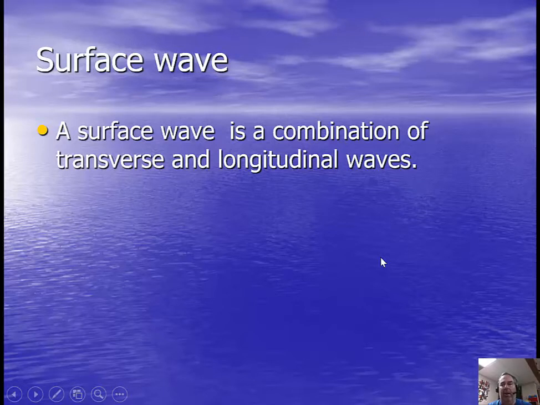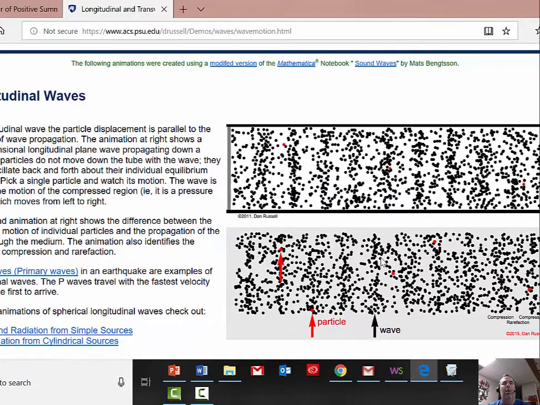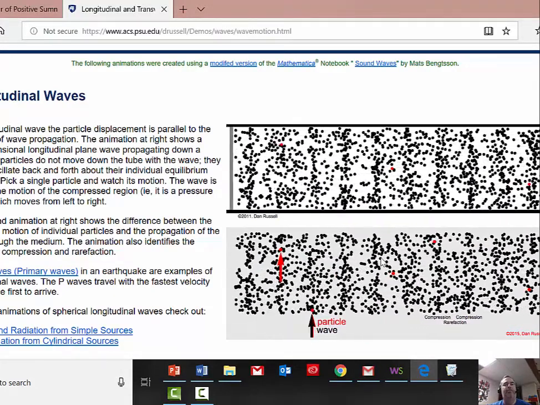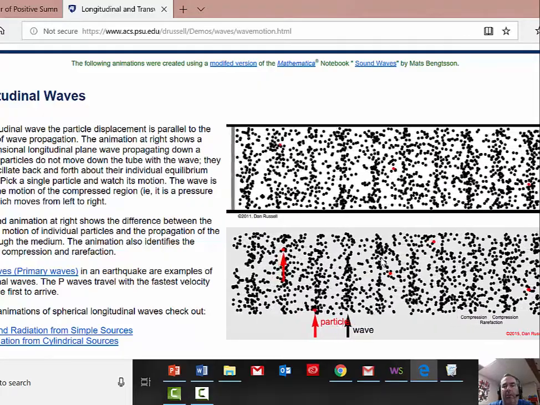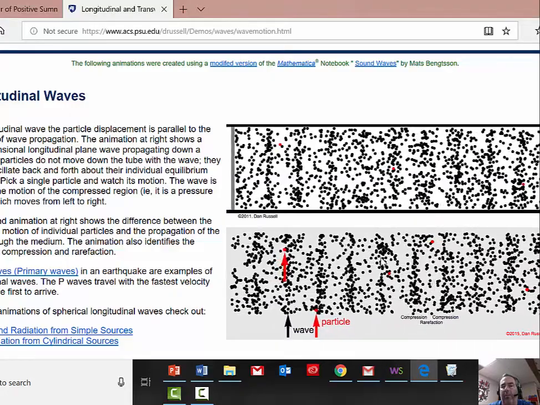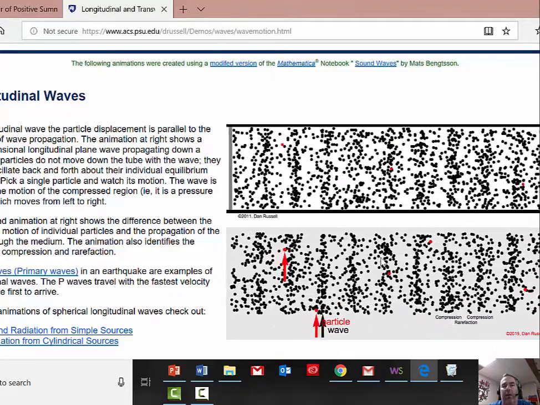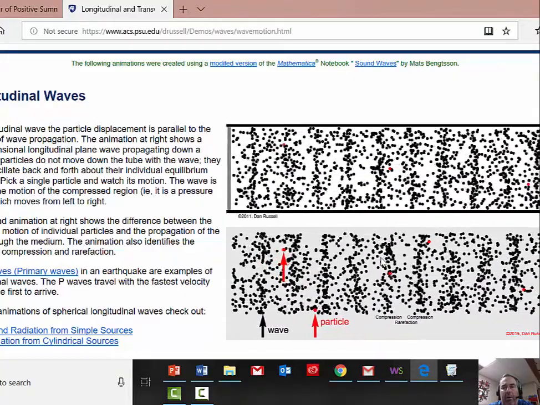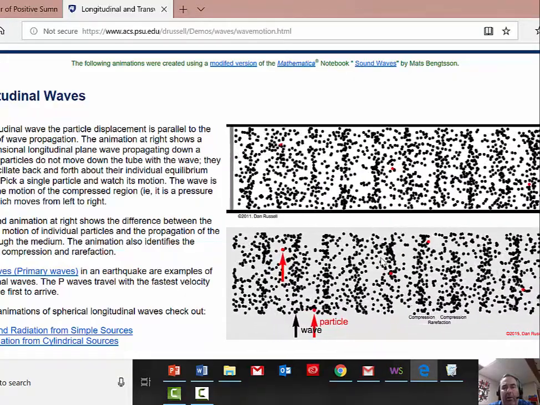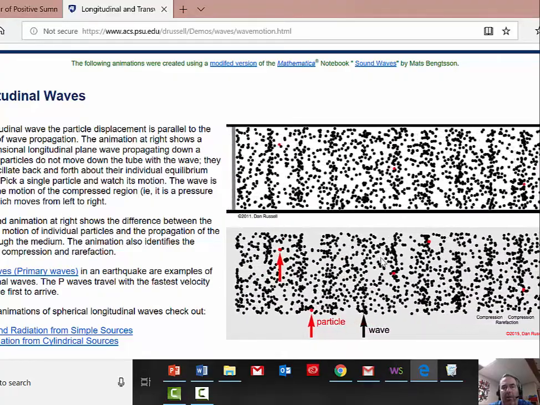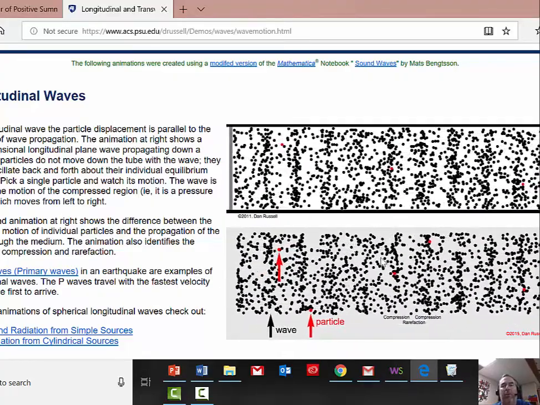So let me go ahead and get out of this and we'll go to the online site. It looks like the wave is traveling all the way from the left to the right. But if you look carefully, there's this little red particle here, and that red particle is going forward and then coming back, going forward and then coming back. That's what we mean when we say it is moving parallel, or back and forth, to the direction in which that energy is moving.